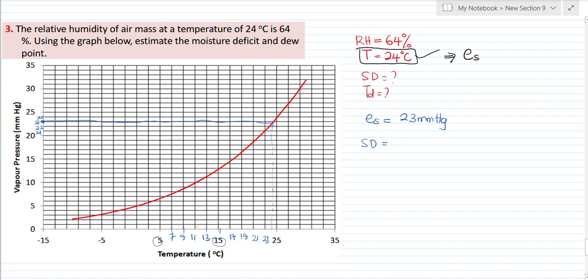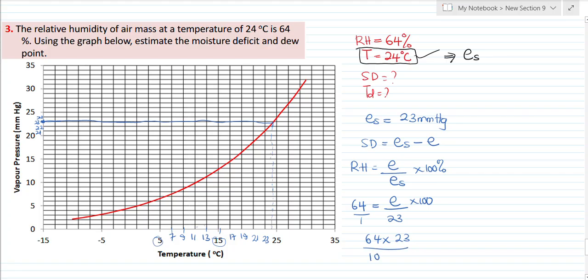Now, what's saturation deficit? It is the saturated vapor pressure minus the vapor pressure. Now, do we know vapor pressure? No. But we know that the relative humidity is equal to vapor pressure over the saturated vapor pressure times 100%, right? Now, they give us the relative humidity to be 64. We don't know vapor pressure, but we know saturated vapor pressure, 23, times 100. So we are going to get over 1. So when we cross multiply, we are going to get 64 times 23 over 100 equal to E, right?